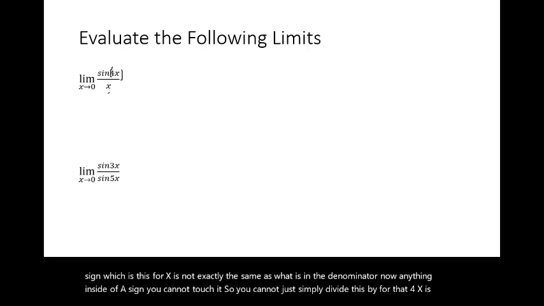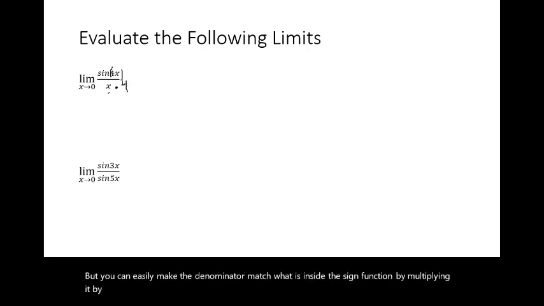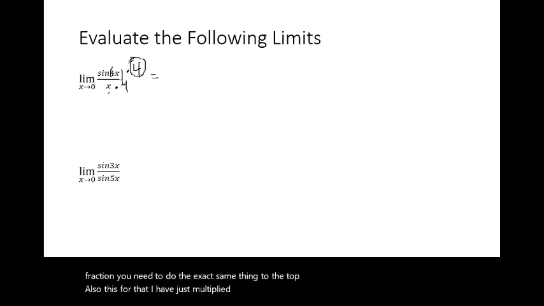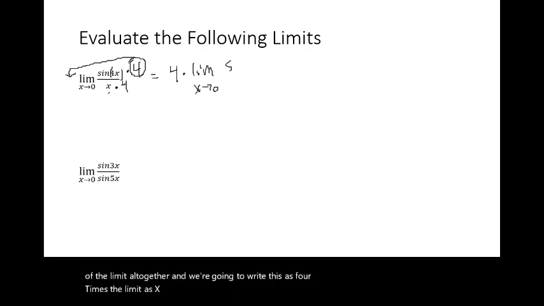But you can easily make the denominator match what is inside the sine function by multiplying it by 4. The only thing is you can't just multiply this by 4. Whatever you do to the bottom of a fraction, you need to do the exact same thing to the top. Also, this 4 that I have just multiplied to the numerator is a constant multiple, so it can come out of the limit altogether, and we're going to write this as 4 times the limit as x approaches 0 of the sine of 4x all over 4x.